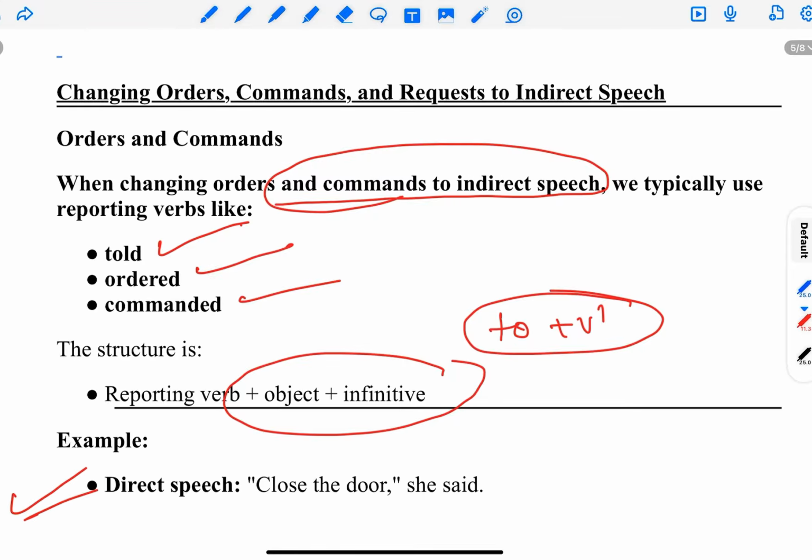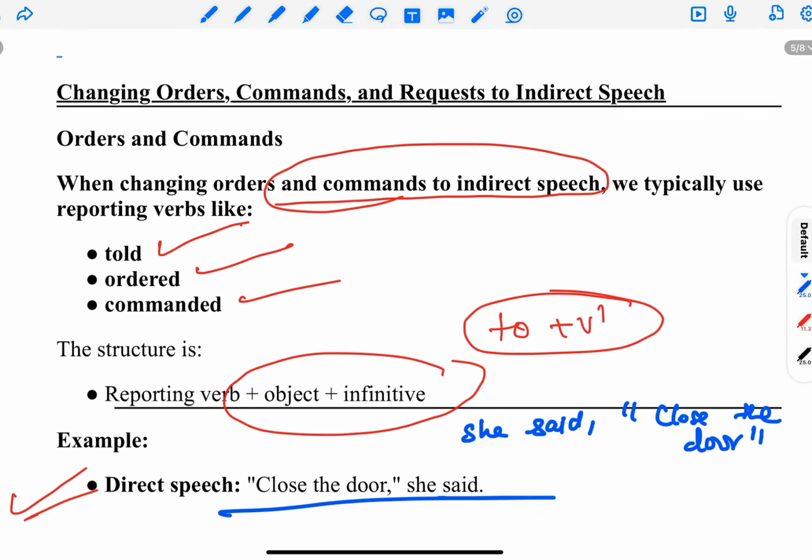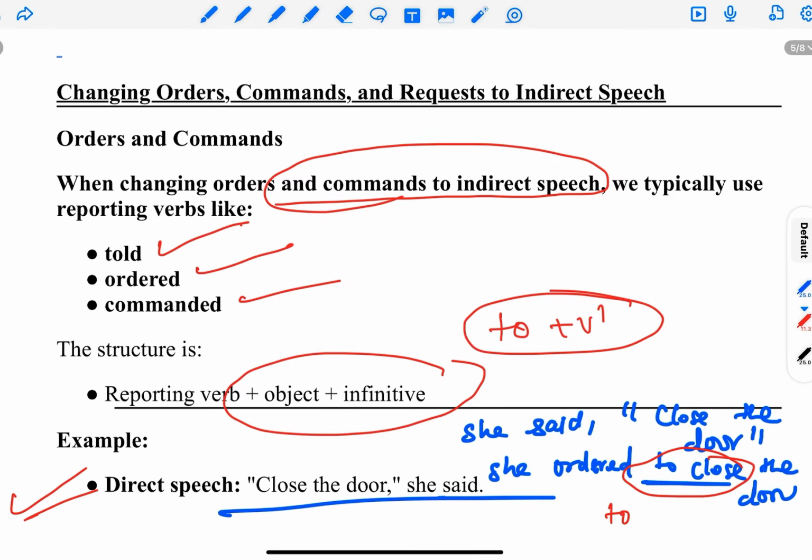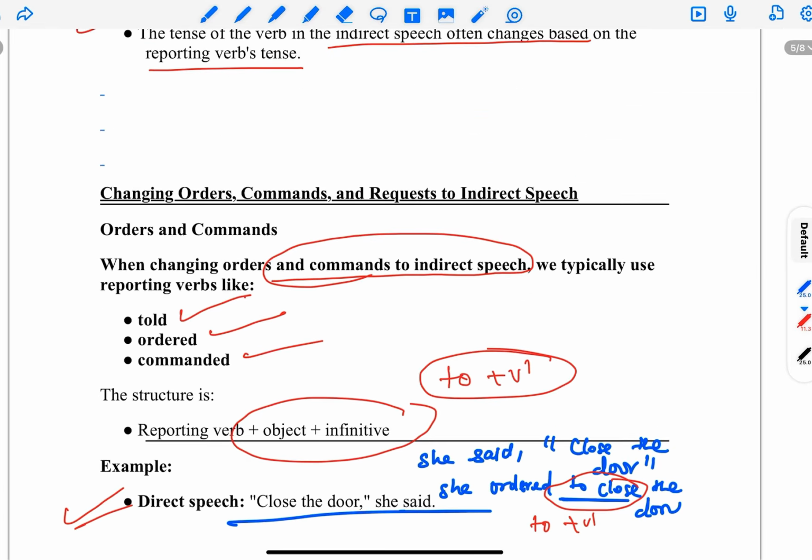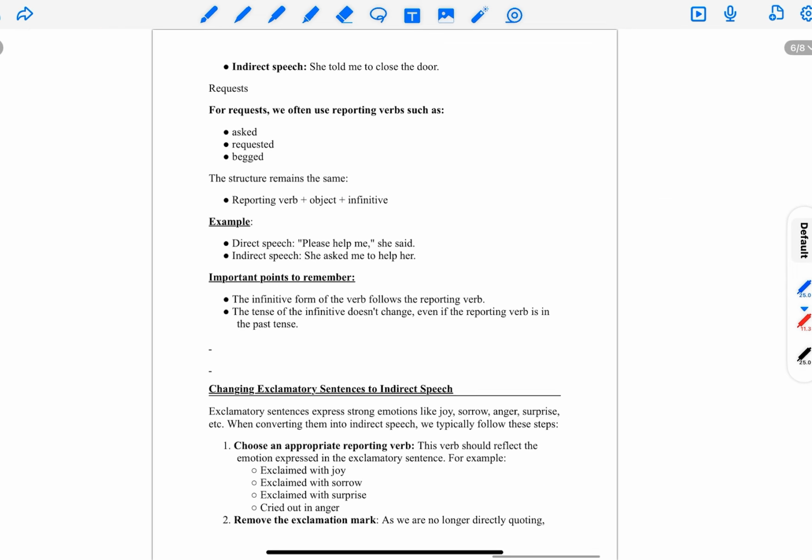For example, in direct speech: She said, "Close the door." It will be changed into indirect speech like: she told or ordered to close the door. We have used the infinitive, 2 plus b1, that is, to close. So sentences which suggest commands or orders will be changed using the infinitive 2 plus b1. She told me to close the door.